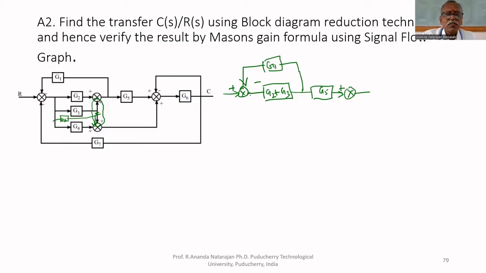Now, this signal is coming down. G3 should be added to G4 also, G4 plus G3. But this is going to this junction. Then G6.